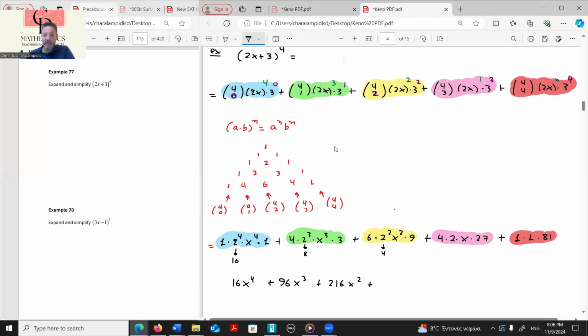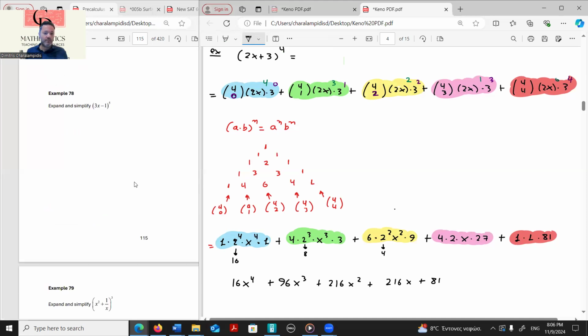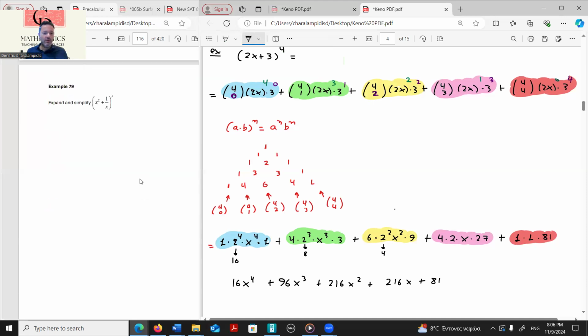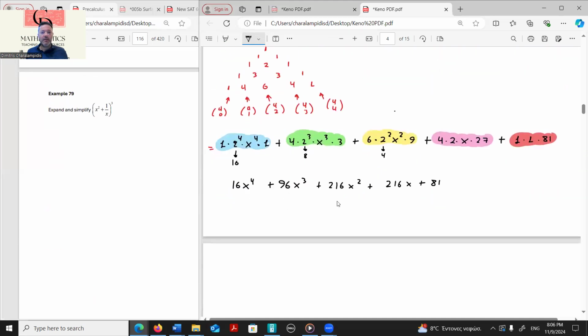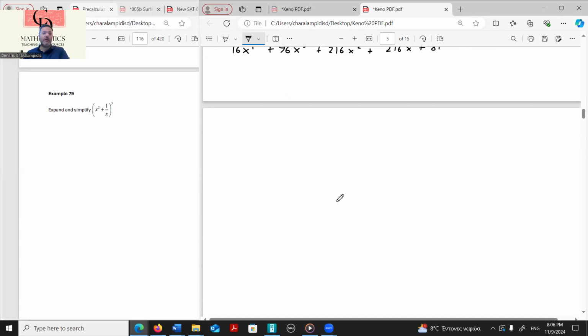Multiplied by 27, it's again 216x plus 81. This is the simplified form of my original binomial expansion. Let's do one, let's call that harder example. Expand and simplify (x squared plus 1 over x) to the power of 3.